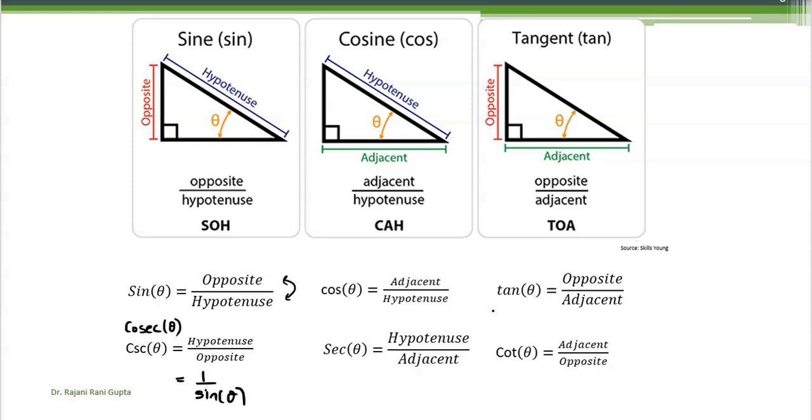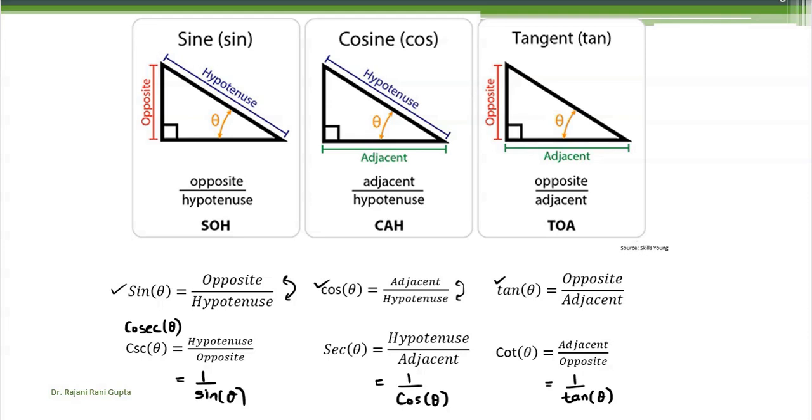Similarly, secant theta is hypotenuse over adjacent, which is the reciprocal of cosine. So we can write it as 1 over cos of theta. In a similar way, cot of theta is the reciprocal of tan of theta, because we just changed the position of the opposite and adjacent sides. So if you remember the three basic trigonometric ratios, you can easily find cosecant, sec and cot theta.